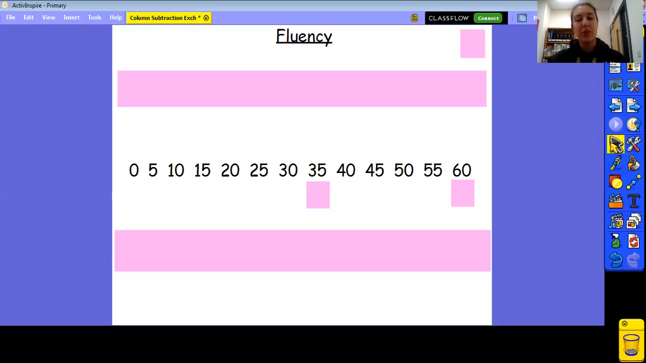Keep practicing counting in your fives. It will get easier the more you practice it. And next week we'll have lots of activities all about our 5 times tables.